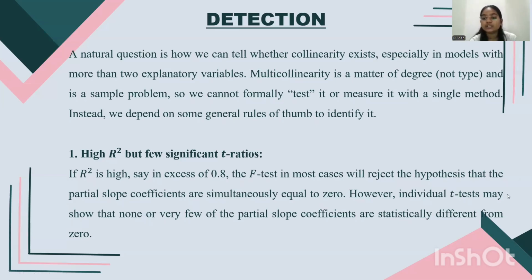However, individual t-tests may show that none or very few of the partial slope coefficients are statistically different from 0. High R square but few significant t-ratios: that means R square is high, but there are few significant t-ratios, so we can say that there is multicollinearity.